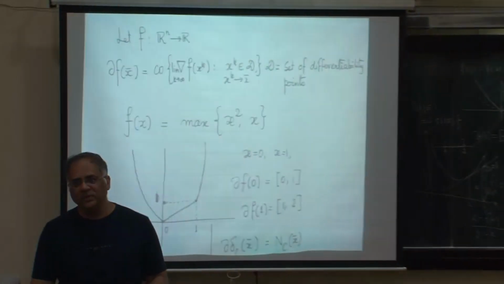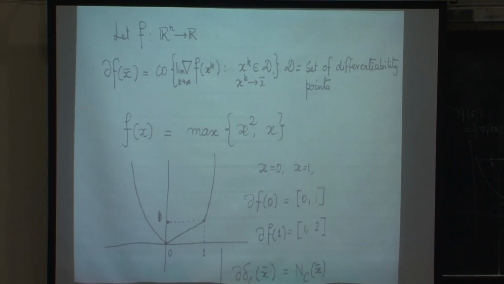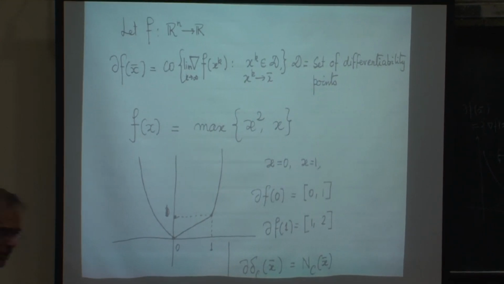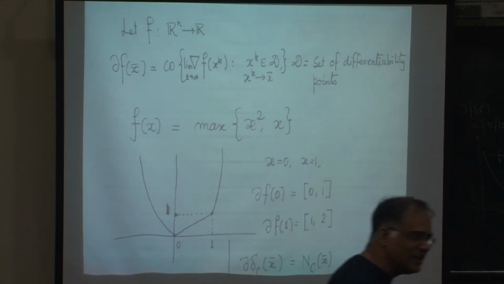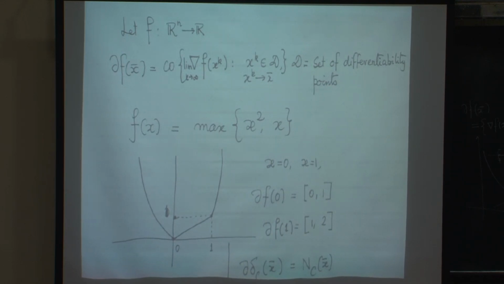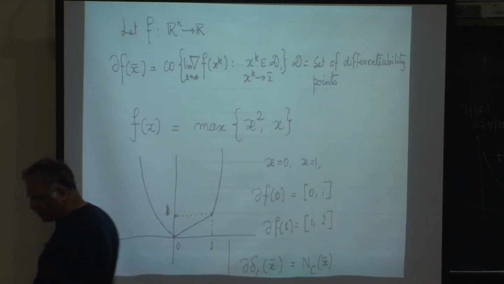So, at the points of differentiability, the subdifferential set reduces to the singleton set containing only the gradient at that point. So, you see it is very natural. Subdifferential can be thought of as a natural extension of the idea of derivative for a convex function. So, here is what we had.